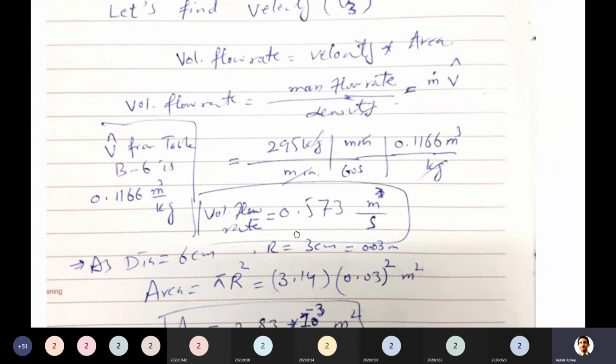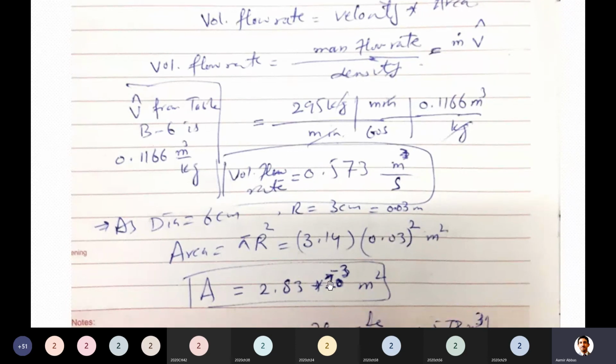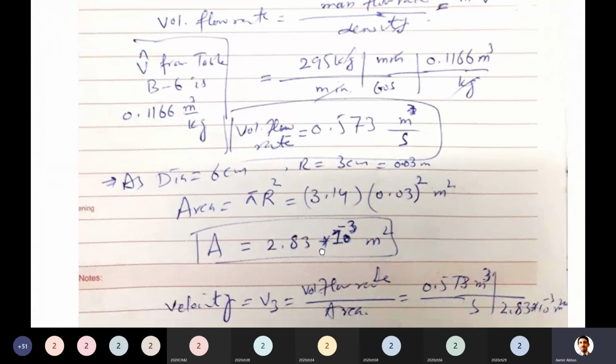The other requirement left over is the area. For the area, this is the pipe, and the diameter is given, which is 6 centimeter. So what will be the radius? Half of that. You know the area of the pipe, this is the formula for it, pi r square. So just use this and you can calculate the answer. I just converted from centimeter to meter because all the other units I'm using are SI system units. So the area of the pipe is also calculated.